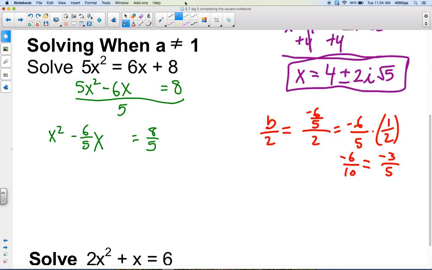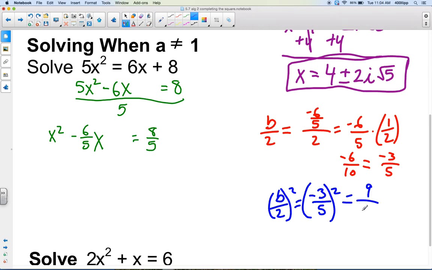And then we'll do our other step of b over 2 squared. So b over 2 squared, I just found b over 2 to be negative 3/5. And then I'm going to square that. Negative 3 squared is 9. And 5 squared is 25. All right, so this is what we're adding to both sides, 9 over 25. So plus 9 over 25, plus 9 over 25. There we go.